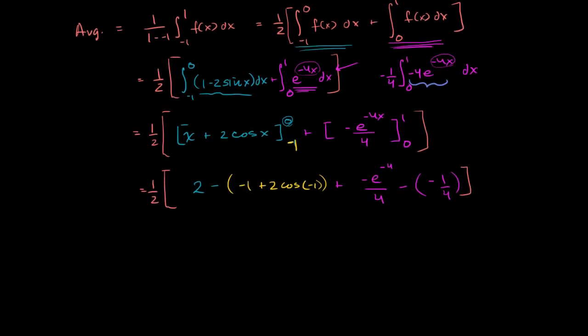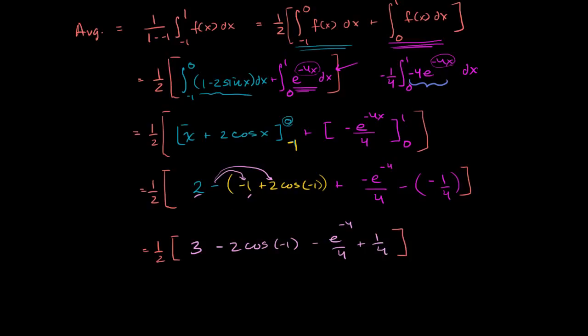And now we just have to simplify it. So this is equal to, I'll just still throw out the 1/2 here, 1/2 times, and I'll do this in a new color here. So this is equal to 2 plus 1. So this and this together is going to be equal to 3. And then you have this negative outside, so that's why it was a plus 1. And then you have a negative times a negative times a positive 2, so minus 2 cosine of -1. And then you have minus e to the -4 over 4. And then you have plus 1/4. And we want to close our brackets.